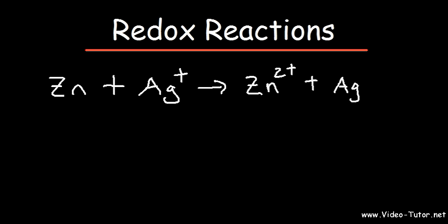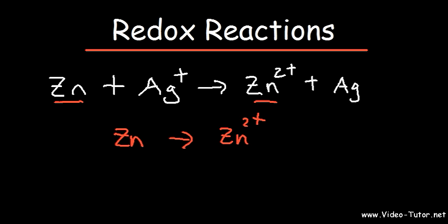So let's begin. Now the first thing we're going to do is separate the reaction into two half reactions. So let's start with zinc. Zinc metal converts into the zinc 2 plus cation. Now, the first thing you want to do is balance the atoms. So the zinc atoms are balanced. We have one zinc atom on the left side, one zinc ion on the right.